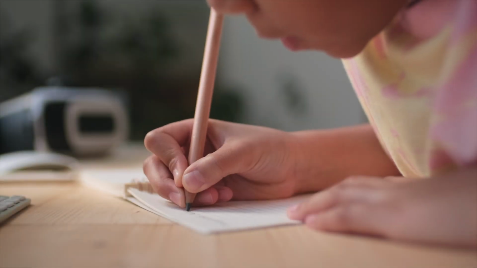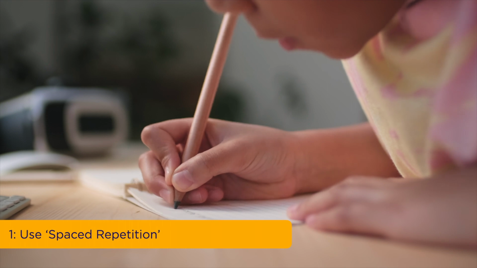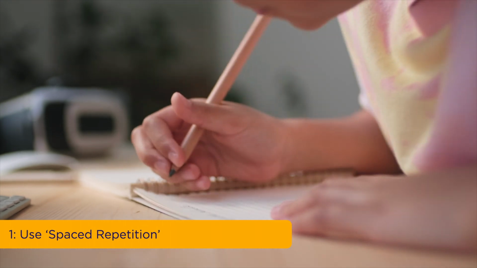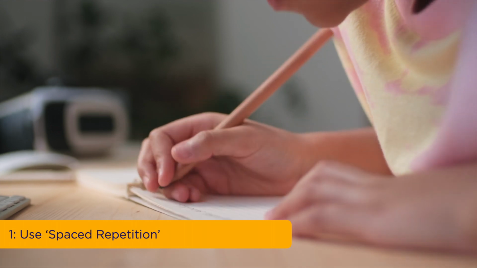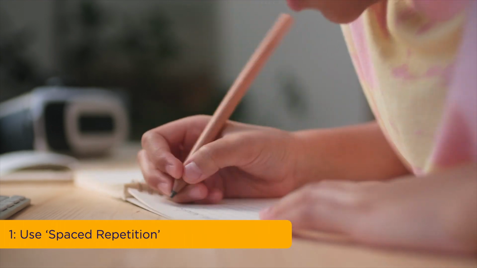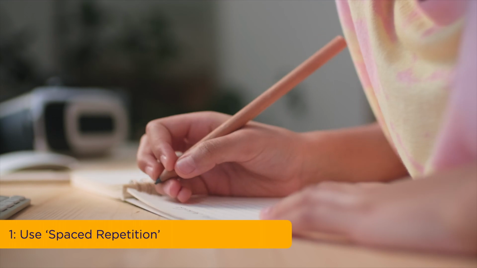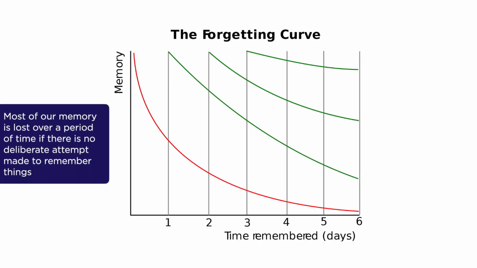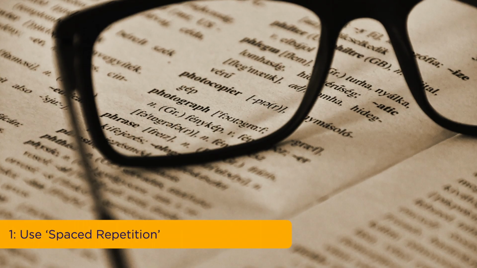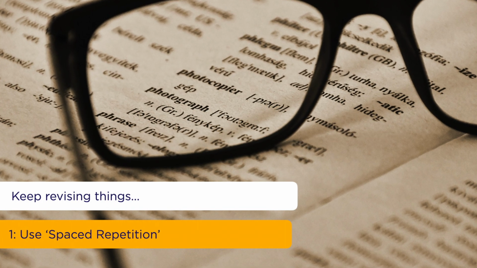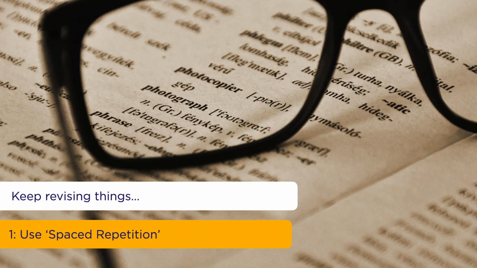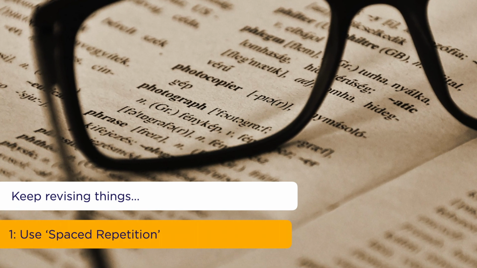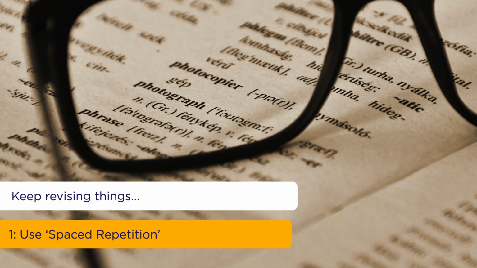Use spaced repetition. Even when children memorize everything just before the exams, chances are they will forget a few things while answering the questions in the exams. This can be scientifically explained by Ebbinghaus' forgetting curve, which implies that most of our memory is lost over a period of time if there is no deliberate attempt made to remember things. Thus, for long-term retention, it is important to keep revising things a sufficient number of times at predetermined intervals. This is called the spaced repetition technique.